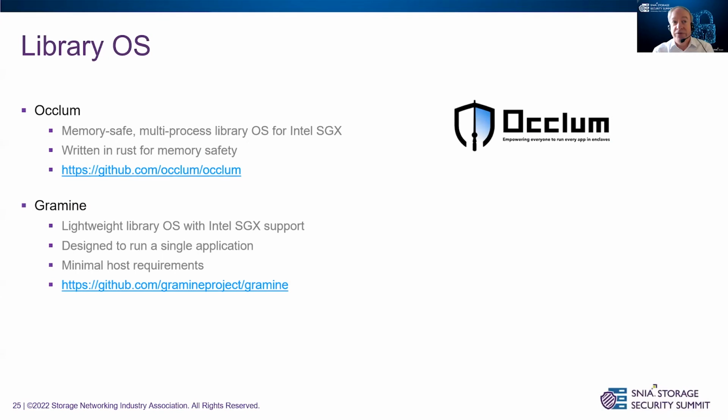A couple of examples of open source projects that implement a library OS are Occlum and Gramine. The library is designed to run a single application within a constrained environment, so it only needs to implement a subset of the kernel's functionality.